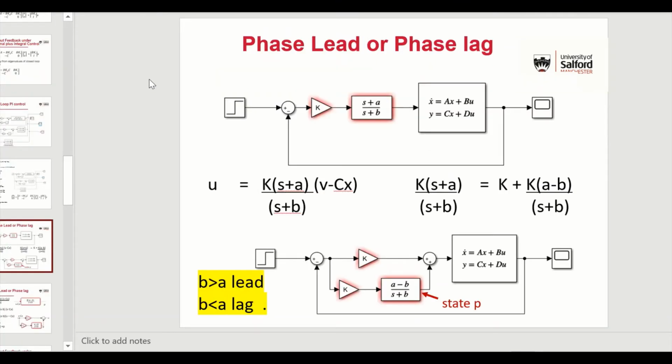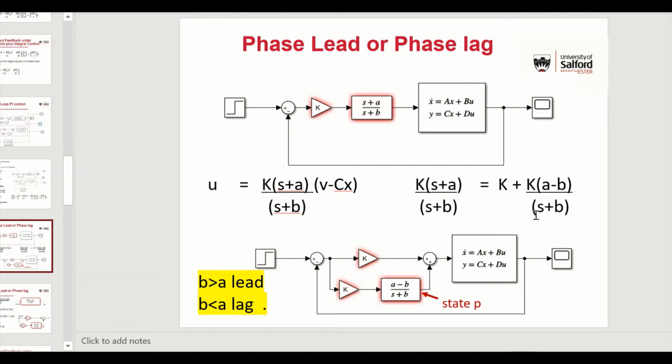Right, so this part 2 now, on control laws, is on phase lead or phase lag compensators. Now these look like K times (s plus a) over (s plus b). If b is bigger than a, it's a phase lead, whereas if a is bigger than b, it's a phase lag. As this stands, it's a bit tricky to convert into state space equations, but we can play a little trick here. This whole part we can write as K(s plus a)/(s plus b), which we can rewrite as K plus K(a minus b)/(s plus b).